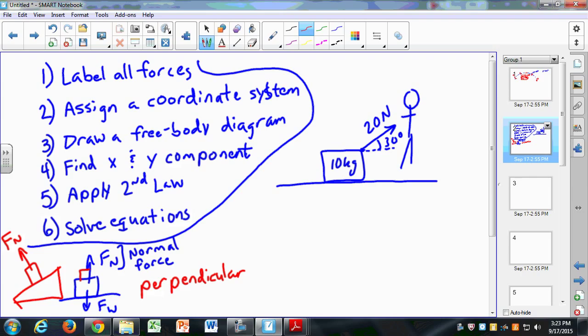All right. So I need to label my forces on this. I've already labeled one force. It's the force that the guy's pulling on it with. And I want to know a couple of things about this. I want to know what the normal force is, and I also want to know how fast it's going. This is like a guy pulling the block, so it's accelerating in the direction that he's pulling it. And I want to know how fast it's doing that. So how many more forces do I have acting on this block?